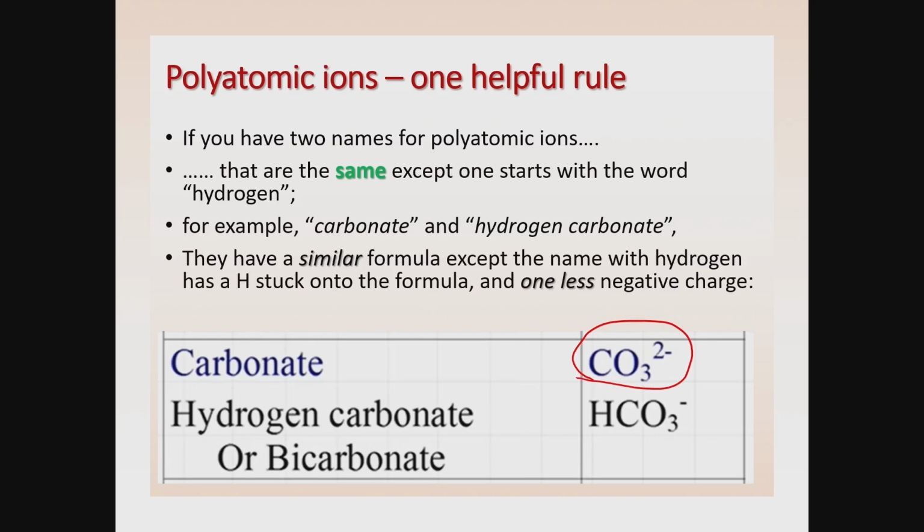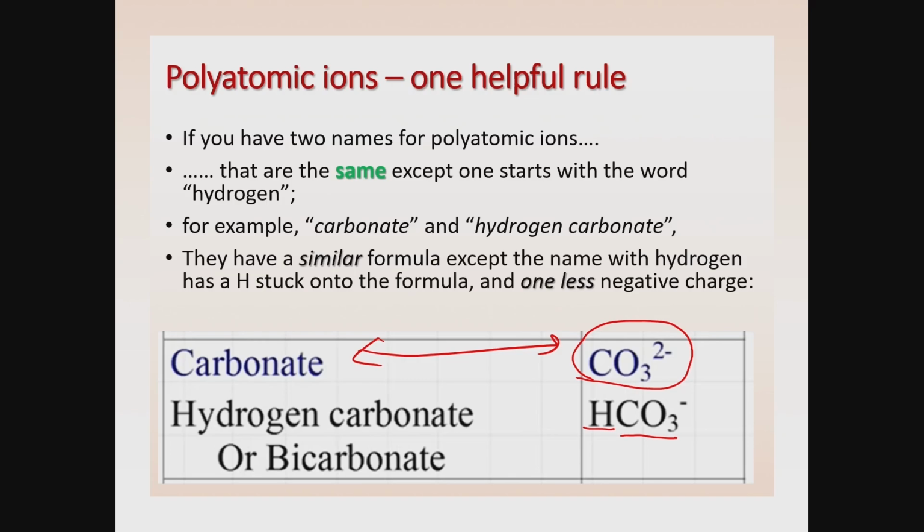But let's say on the test you have to give me the formula for hydrogen carbonate. How would you do that? Well, my hope is you can remember that carbonate here is, again, CO3 2-. Hydrogen carbonate is going to be the CO3 like before in carbonate. You stick on an H to it, but then you take away one of the negative charges. So it's not HCO3 2-, it's now HCO3-.